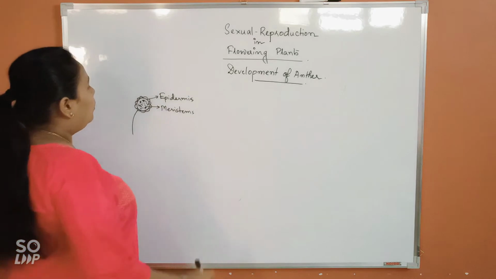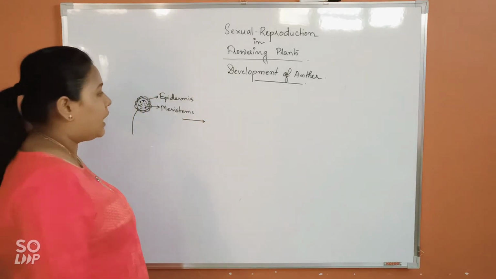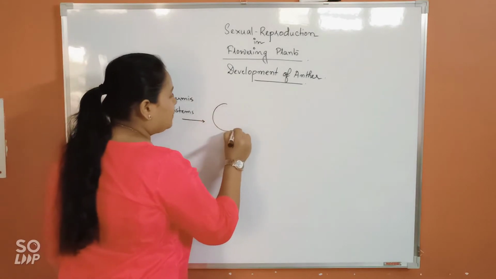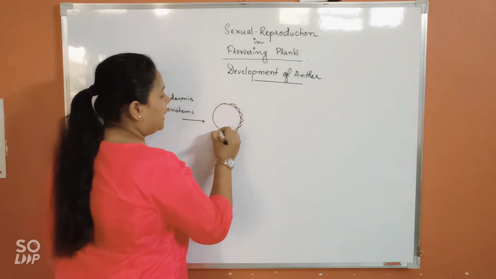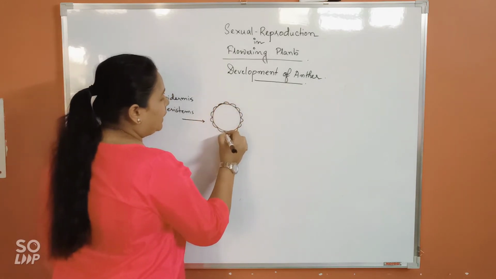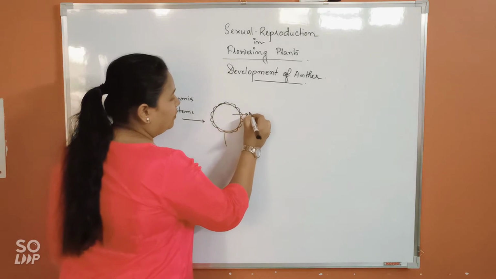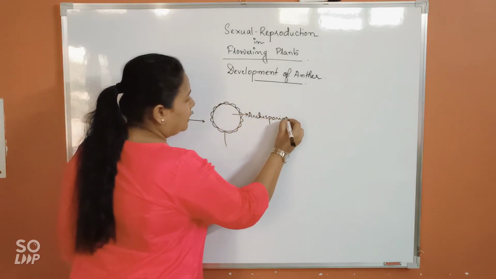Now these meristems will start to differentiate and form archisporial cells. The epidermis will remain as it is, and there will be archisporial cells that will develop.